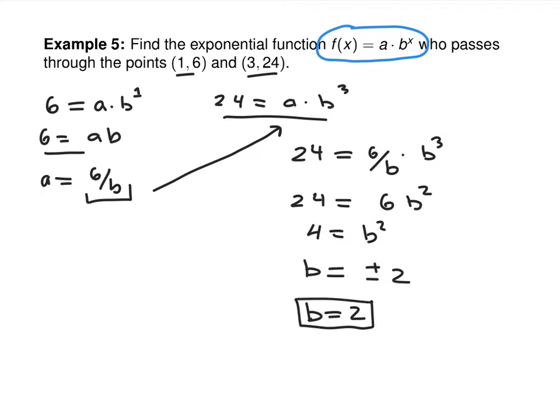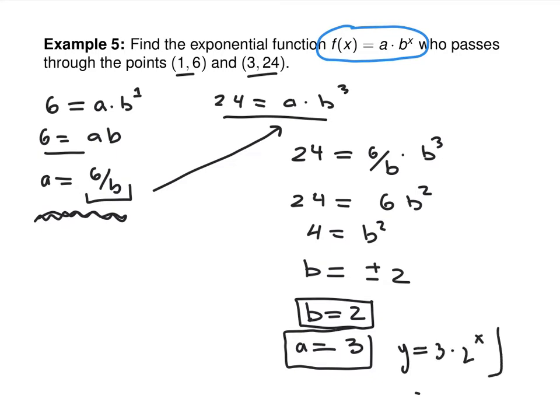And then what does the a have to be? Because you know this is true, right? a has to be 3. So the exponential equation is 3 times 2 to the x. So lines have m's and b's. Exponential functions have a coefficient and a base. Boo. Okay.